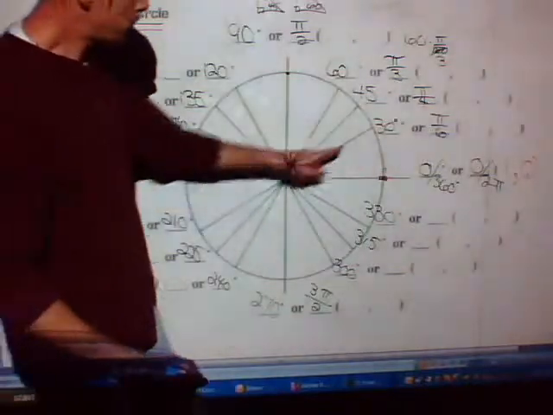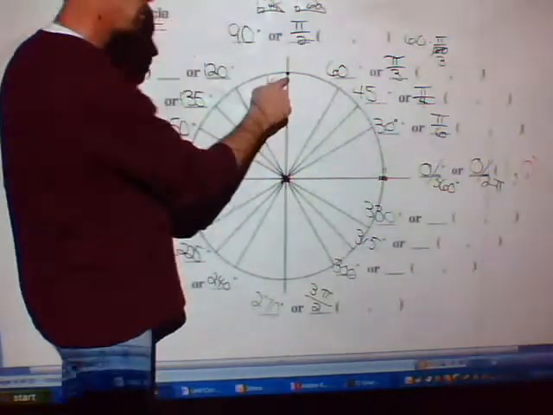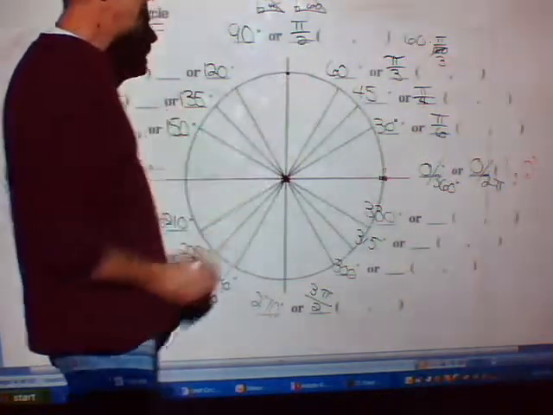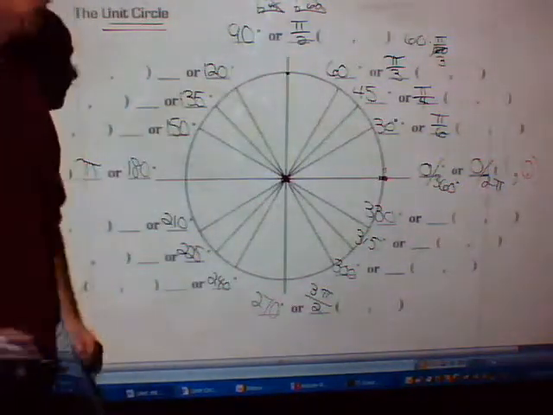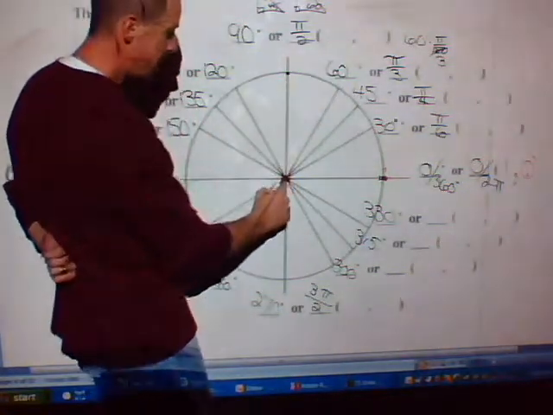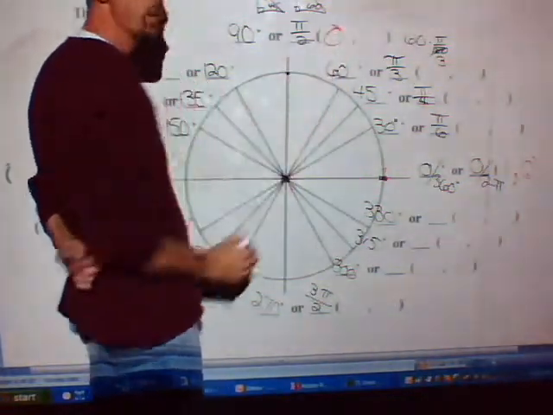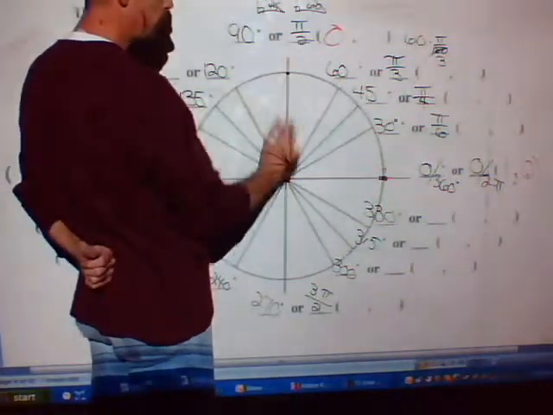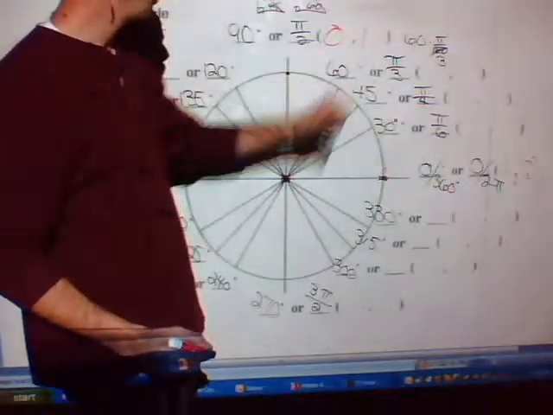Then, for our next, actually let's do the nice points first. Right up here, 90 degrees, or pi over 2. That one there has the coordinates. The x, we're not going left to right at all, so that's 0. And then the y coordinate, we're going up 1, so it has a y coordinate of 1. So this is the point (0, 1).